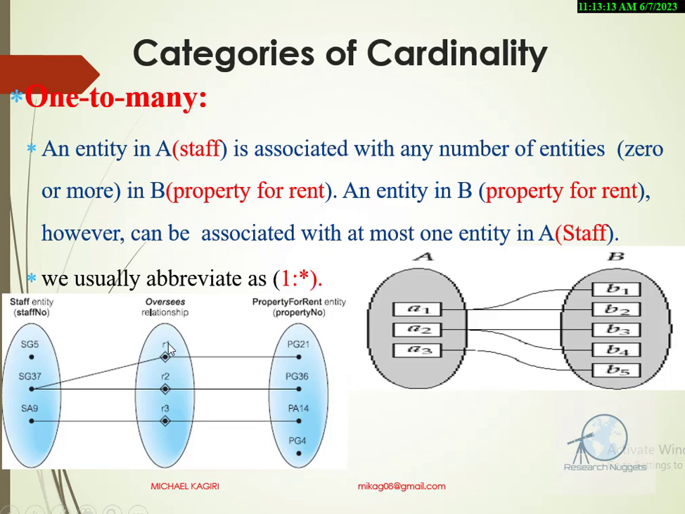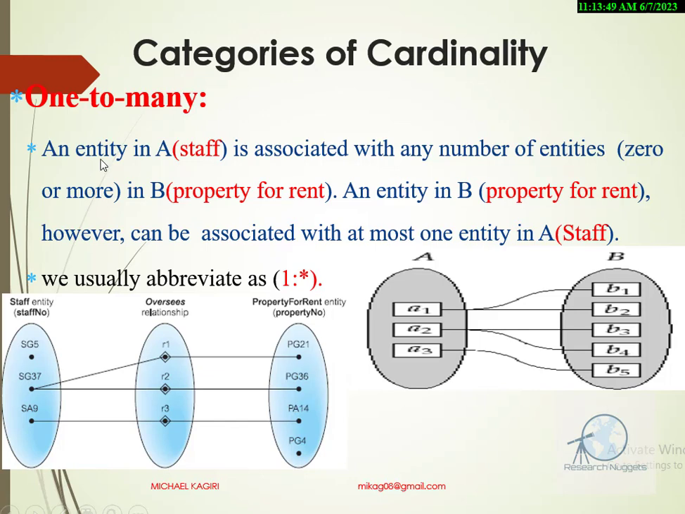A staff can oversee properties for rent, but in terms of one-to-many, it implies that a staff may either not be overseeing any property, for example, SG5, who is a staff, is not overseeing any property. However, you can see that SG37 is overseeing two properties. In this particular case, SG37 is overseeing properties PG21 and PG36. SA9 is only overseeing one property.